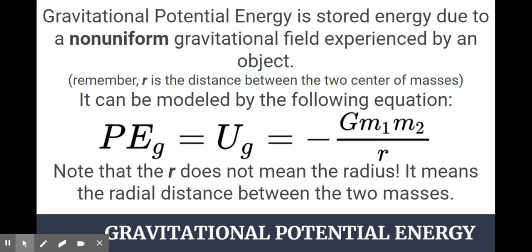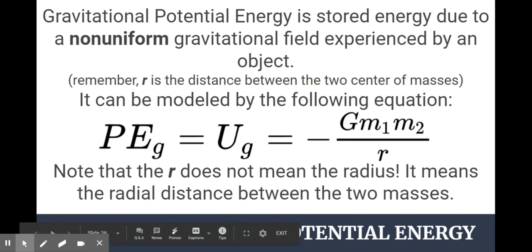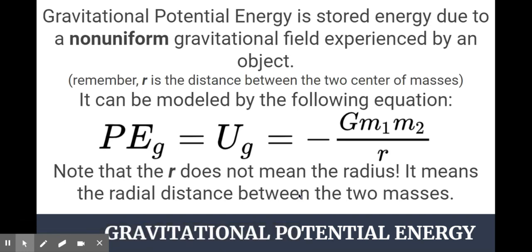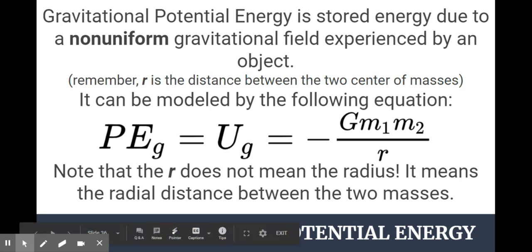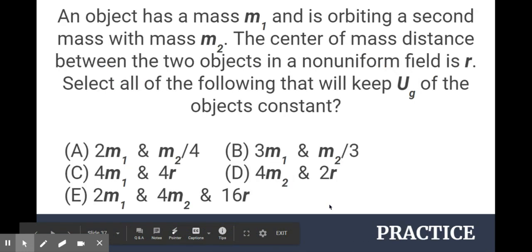All right, so negative capital G, mass 1, mass 2 divided by r. Remember, capital G represents the universal gravitational constant. We have 2 objects here, mass 1 and mass 2, and r is not the radius. It is the radial distance. I talk about radial distance when I go over circular motion and gravitation, so look through that again, okay? r is the radial distance between the 2 objects, okay?